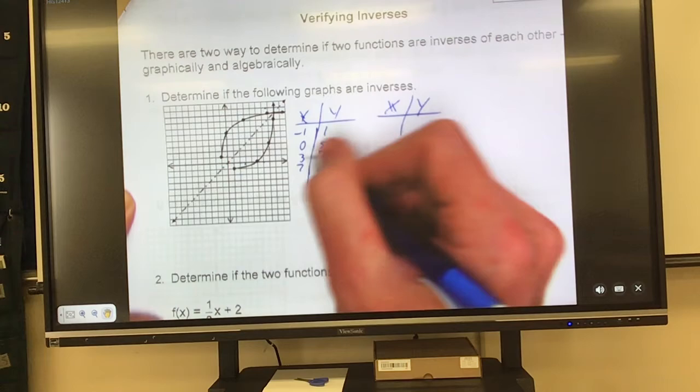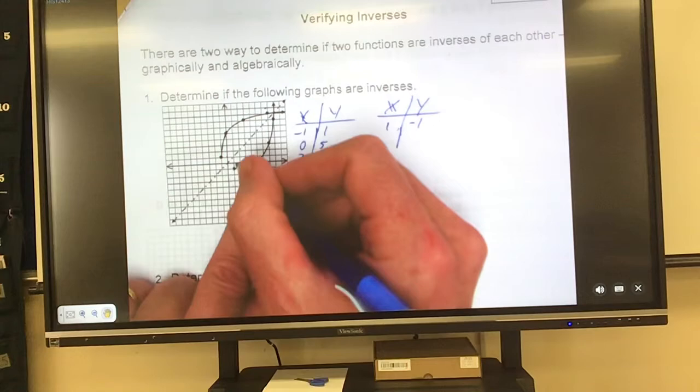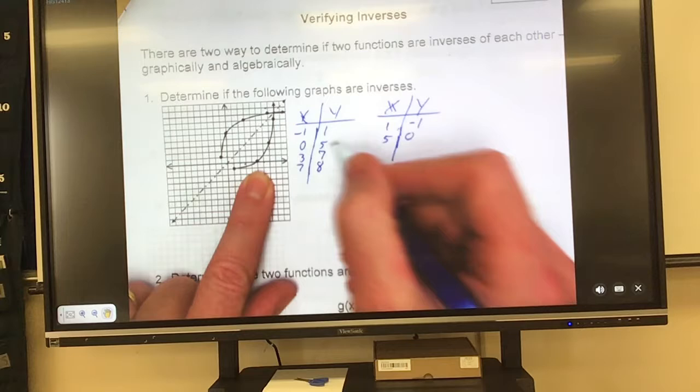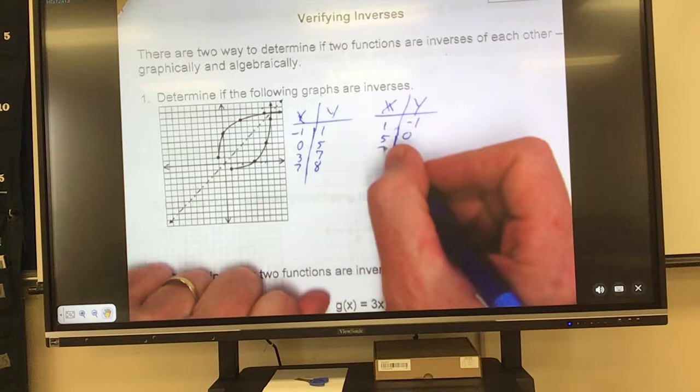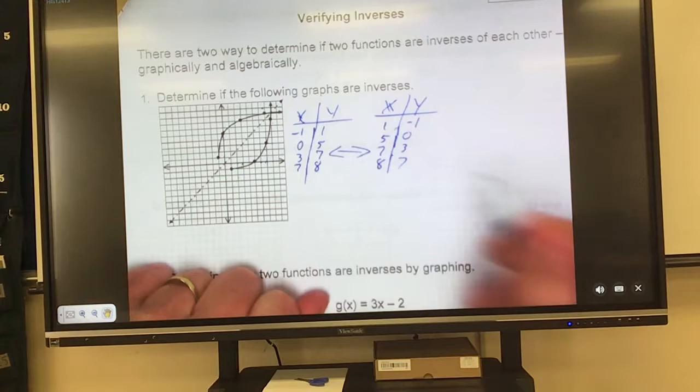Okay, so let's check it. So I look at this point, it's over 1, down 1. So far, so good. This one is over 1, 2, 3, 4, 5, up 0. This one is over 6, 7, up 3. And this one would be over 8, up 1, 2, 3, 4, 5, 6, 7. And I see that these two are exact opposites. So yes, this one is an inverse.